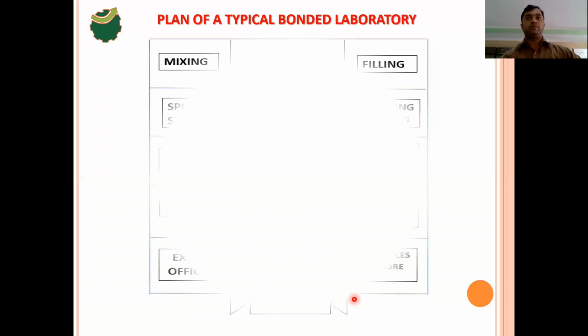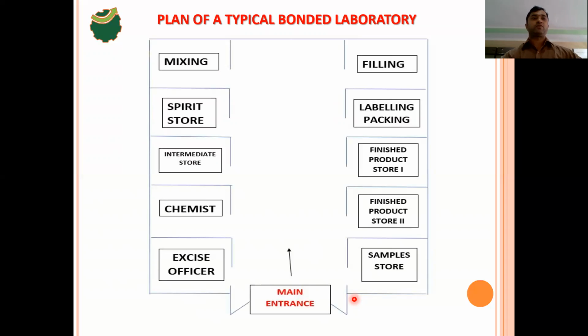So till now we have studied the general description of the bonded laboratory, and always we have studied that there will be a separate room, main entrance, this and that. So by seeing this plan, you can understand very clearly how this bonded laboratory will be planned. So, plan of a typical bonded laboratory. This is the plan of a typical bonded laboratory.